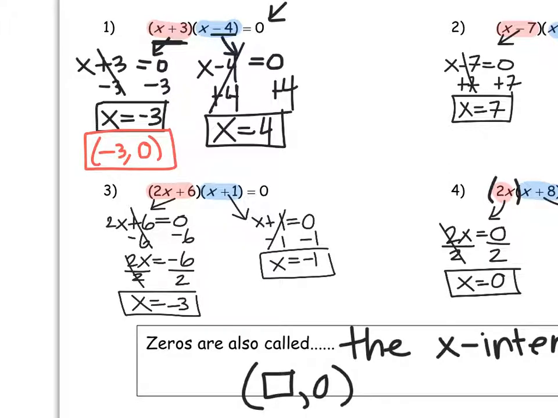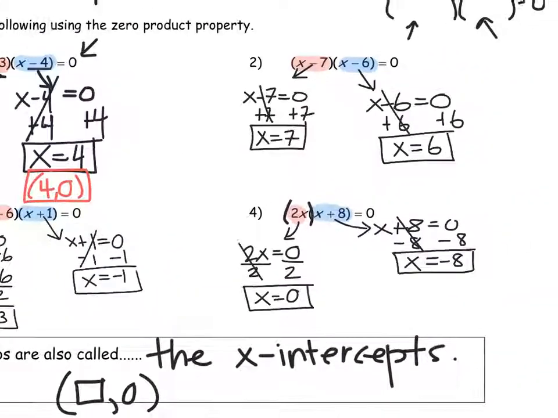Next one, 4. If I plug 4 in, 4 minus 4 is 0. I can write this as input of 4, output of 0. So these mean the same thing, it's just a different way to write your solution. You could write it as a value of x, or you could write it as an x-intercept. Okay, let's go to the next one and just write our answer like that.